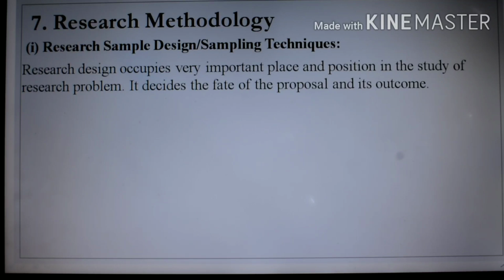Descriptive research, experimental research, analytical research. These are examples of research design.